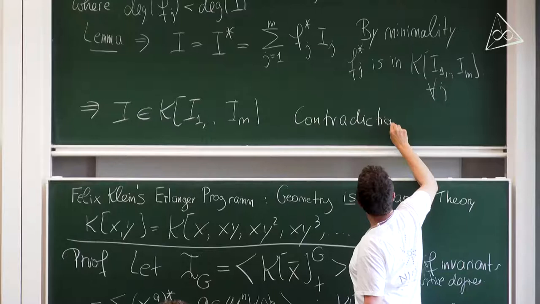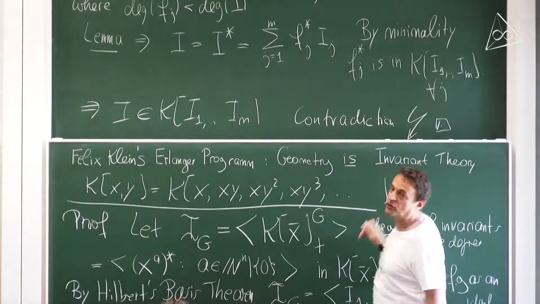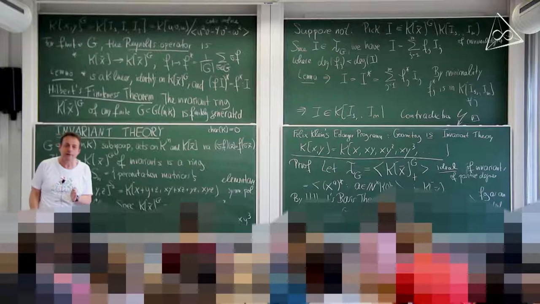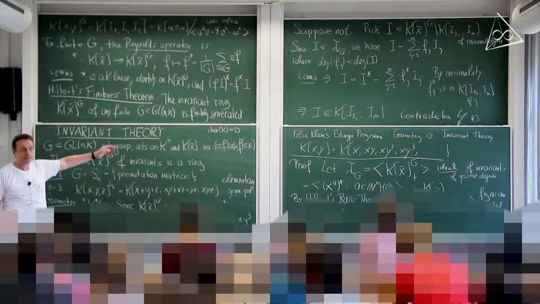Now, you can see why Gordon was upset, right? I mean, this is pretty upsetting. This gives no clue as to how you might compute invariants, right? So up until then, phone books were filled with invariants and constructive methods for finding invariants. This proves that there's a finite basis, but it gives you little information as to how to actually compute invariants.